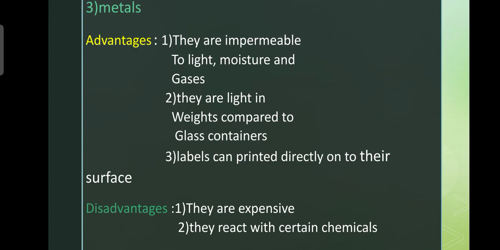Metals. Third one is metal. Advantages: first, they are impermeable to light, moisture and gases. Second, they are light in weight compared to glass containers. Third, labels can be printed directly onto their surface. Disadvantages: they are expensive, and they react with certain chemicals.